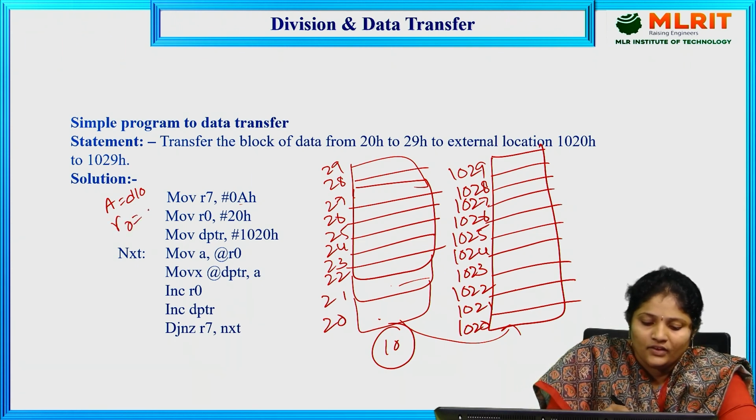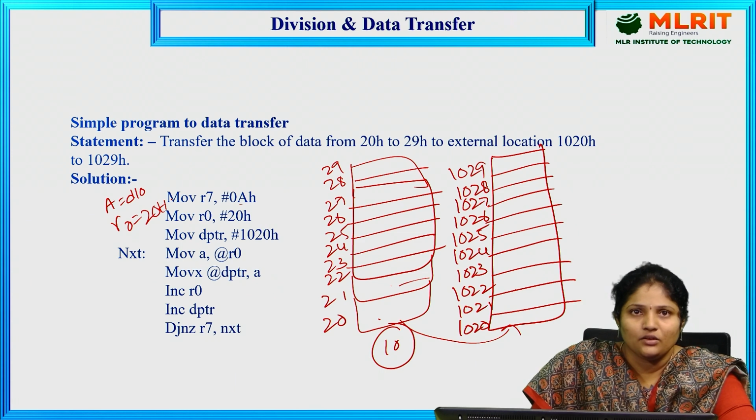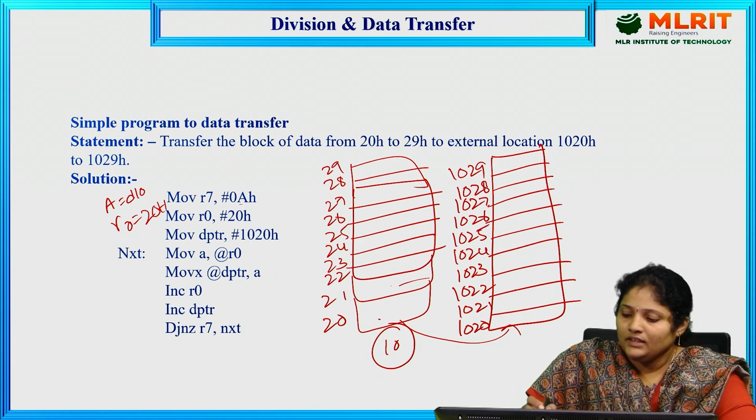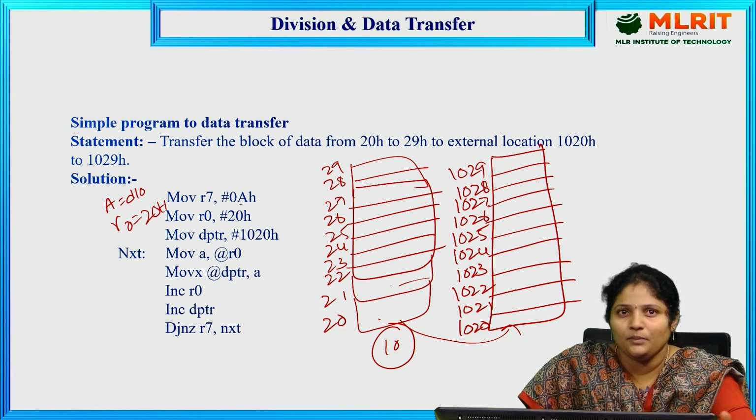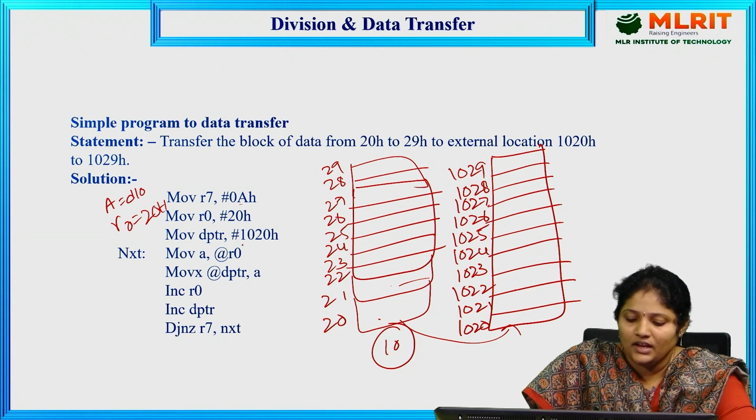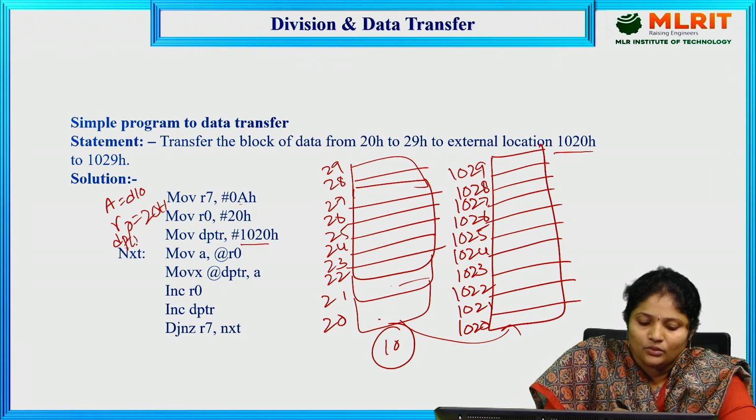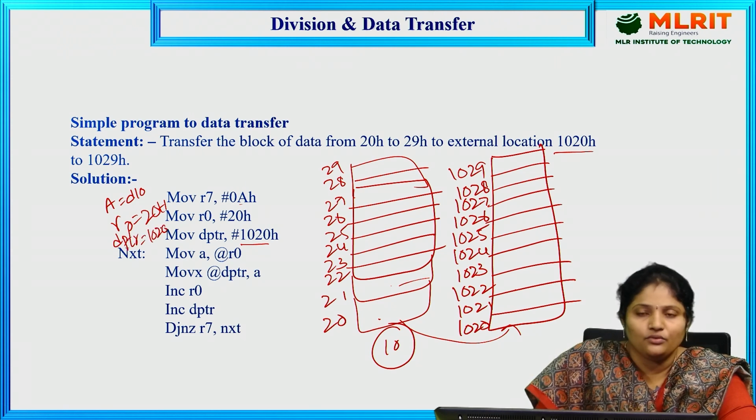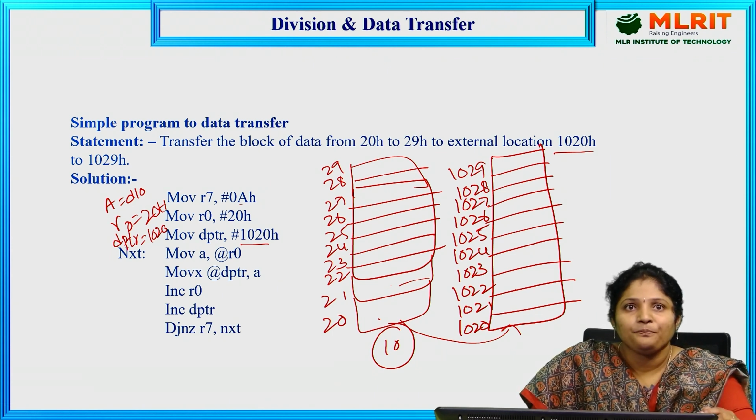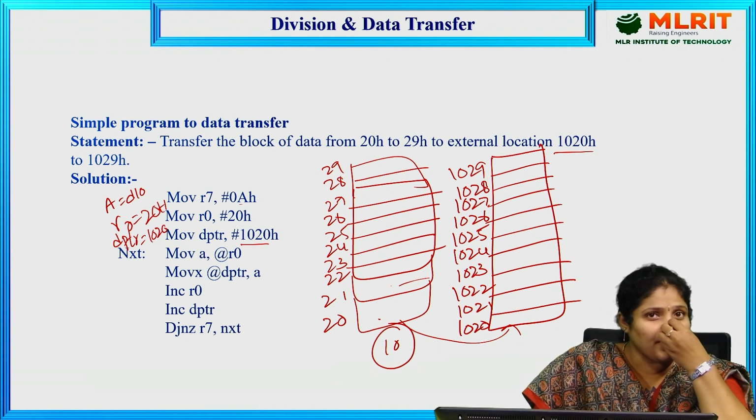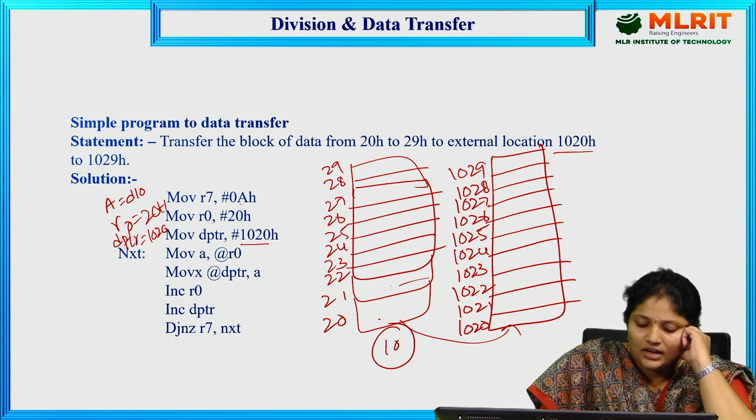So R0 is having 20, which is the internal address location. And we are moving the external memory location. As in the first program, I have already explained why we are taking DPTR. DPTR is a data pointer, a 16-bit address location of external memory. That's why, for external memory, they mentioned it as 1020. So DPTR is holding the address 1020. Now, the data present in R0 should be moved to the accumulator to transfer the data. So after performing this instruction, A is having R0.